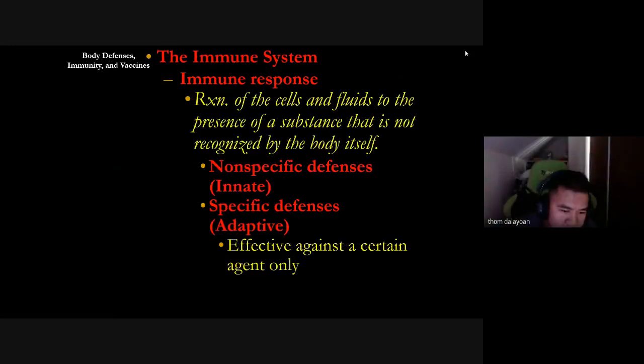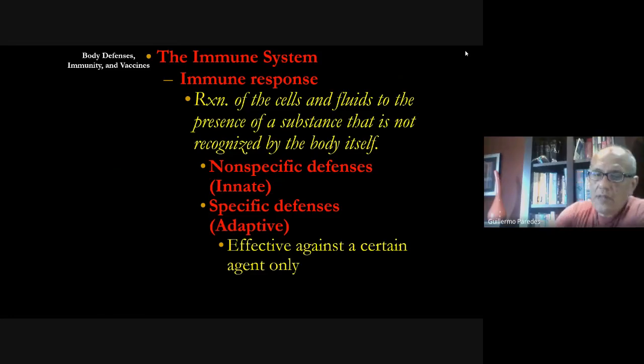Yes, Doc. Okay. So now we have the immune response. We have non-specific defenses or specific defenses. Non-specific will be the first line and the second line. The specific will be the third line.